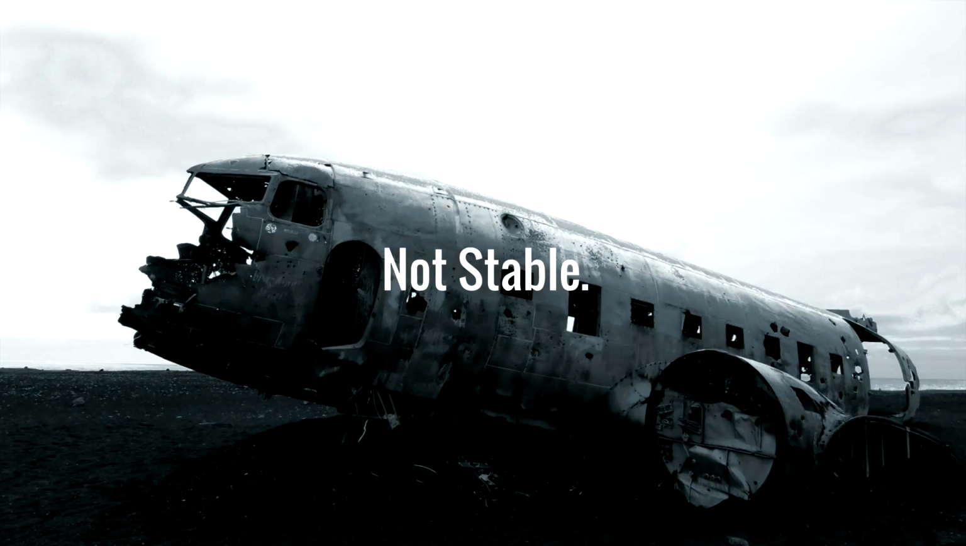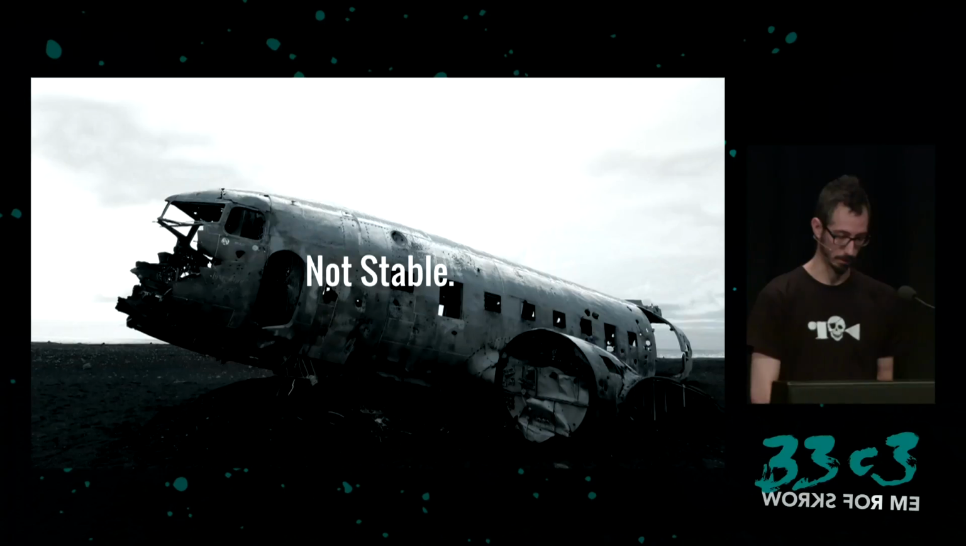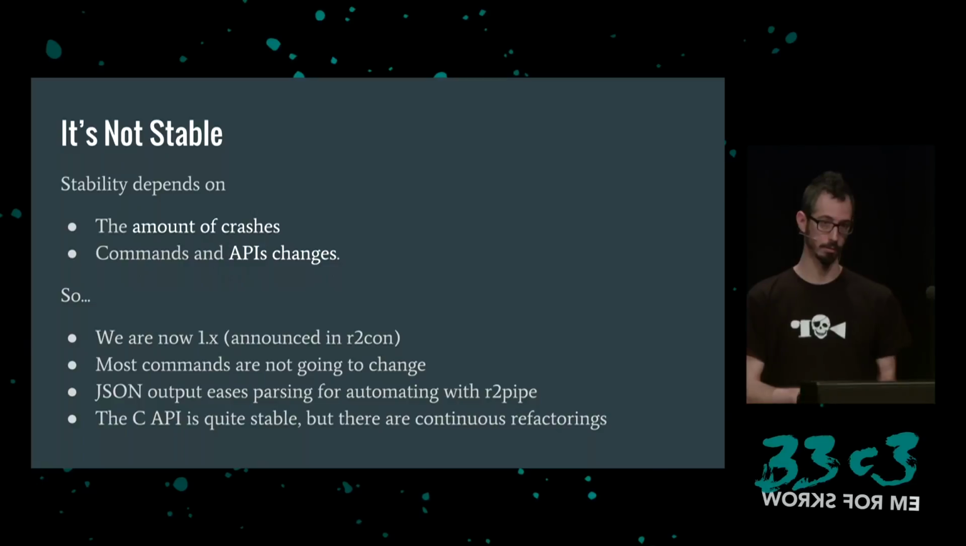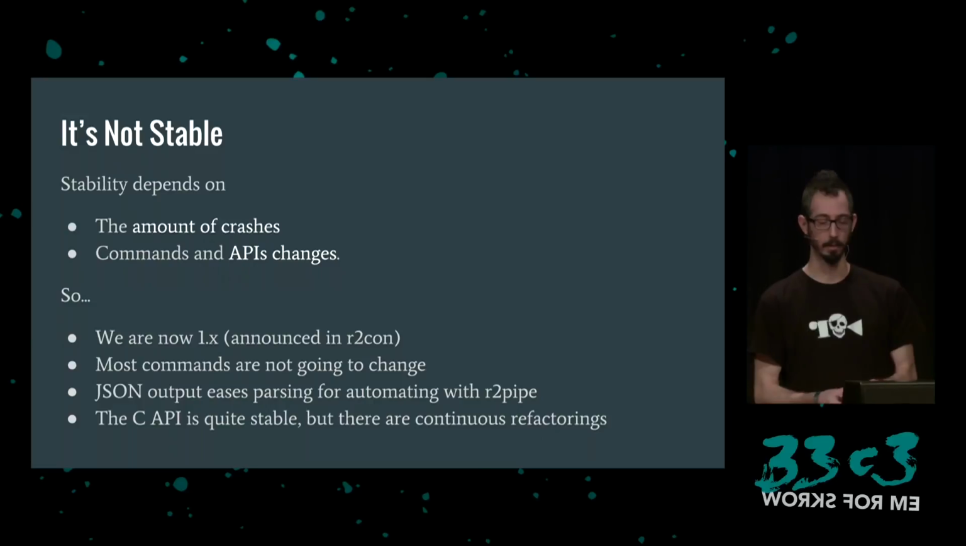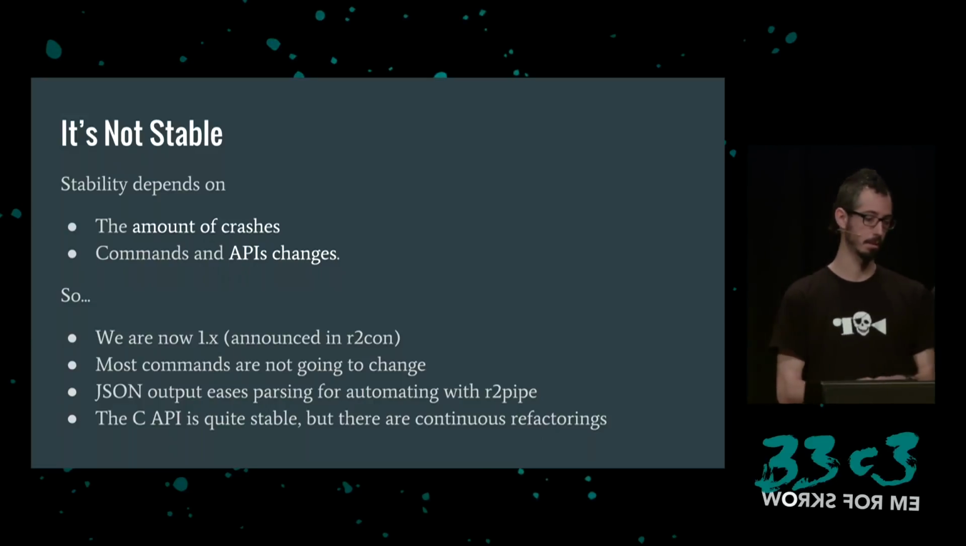Another complaint is about stability. People say that Radare2 is not stable. The main reason for this is because they are using an old version of it, because they are not using the git or the latest releases. And we can talk about the stability depending on the amount of crashes that the user is experiencing and the amount of changes in the commands and the APIs.